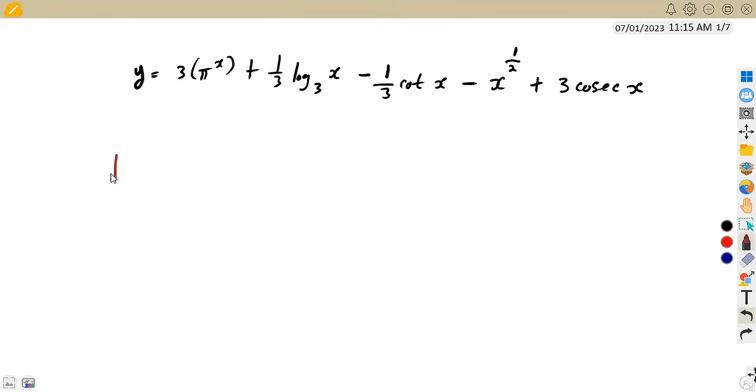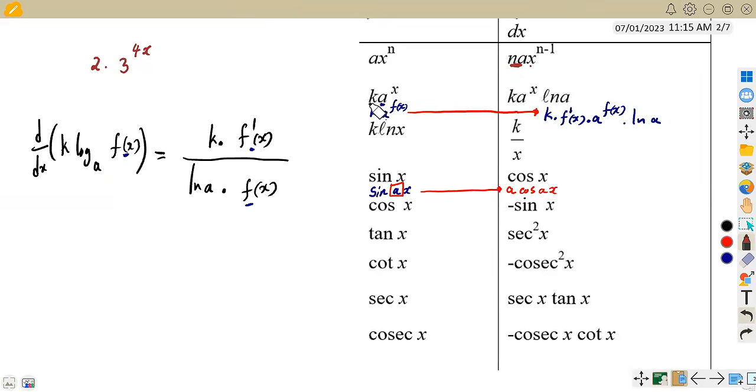So now we can differentiate. dy/dx, that is the derivative of y with respect to x. All right, so this is 3 pi to the exponent of x. Like I said, this is the same as writing from this manner here. Let me show you from your formula sheet. So this is the same as k a to the exponent of x, which is k a to the exponent of x ln of a, which is the base.